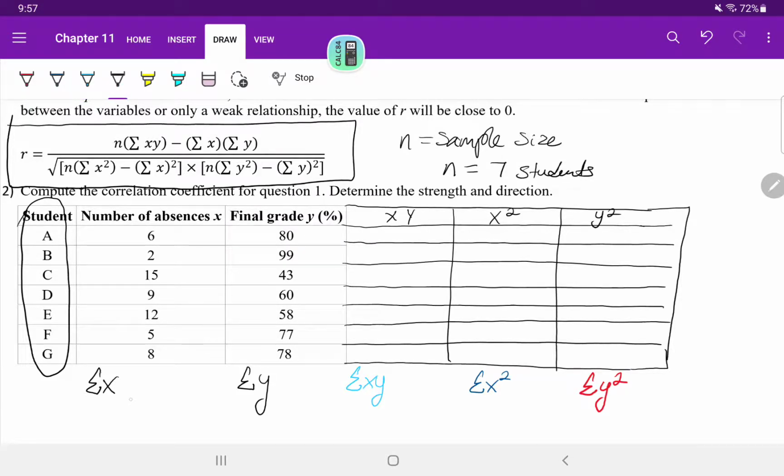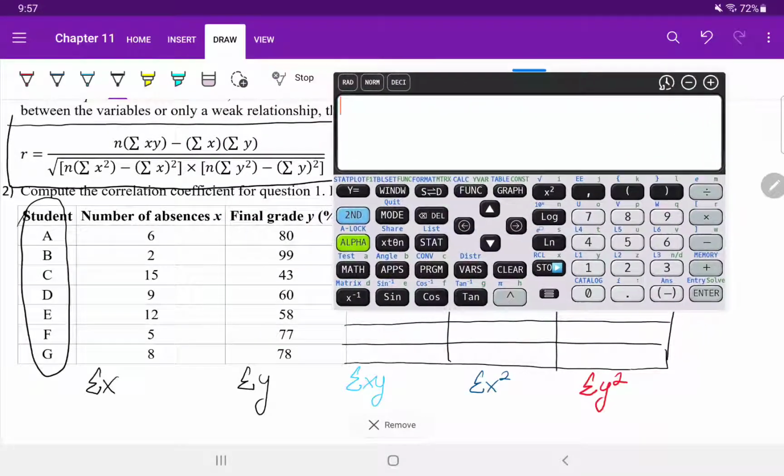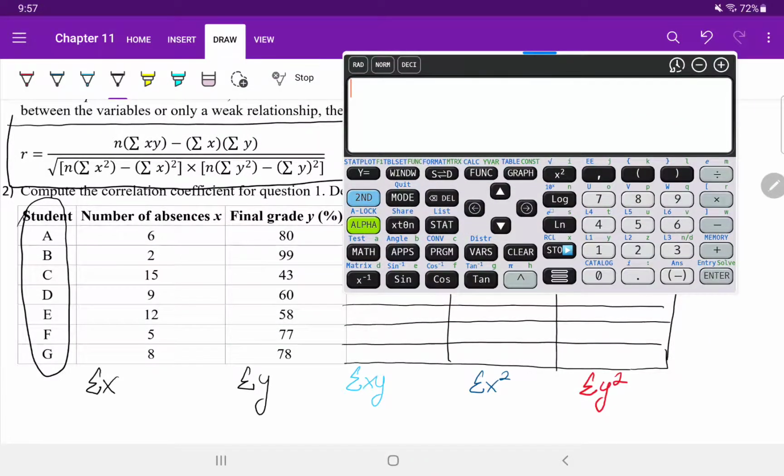Let's first find the sums of x and the sums of y. To find that, let's just add up all the x values and all the y values. So add up the x's, 6 plus 2 plus 15 plus 9 plus 12 plus 5 plus 8. That equals 57. And after that, I'm going to show you how to do it in the calculator.